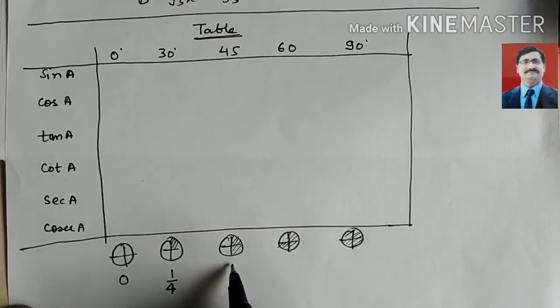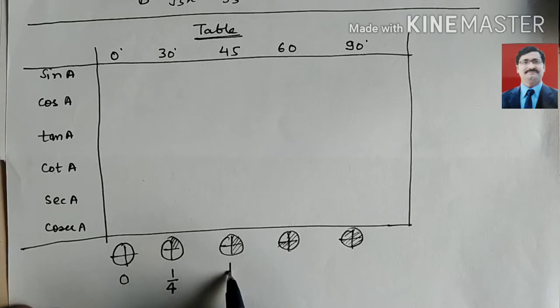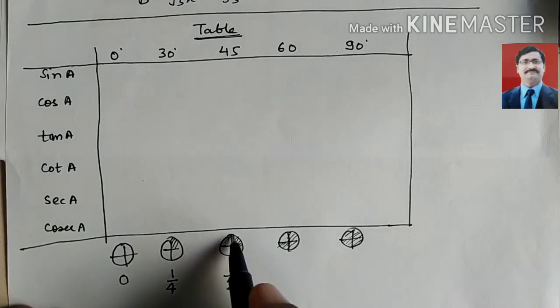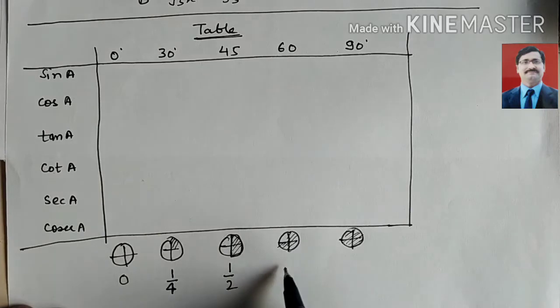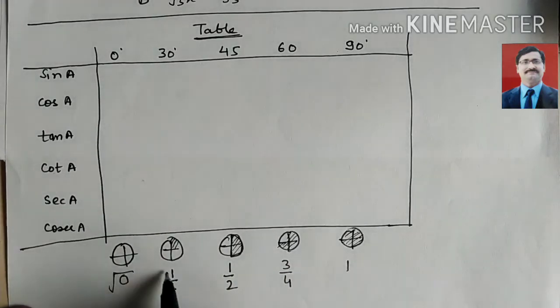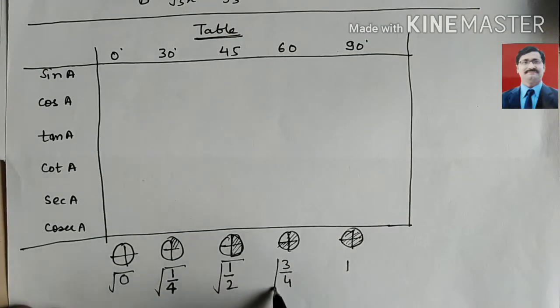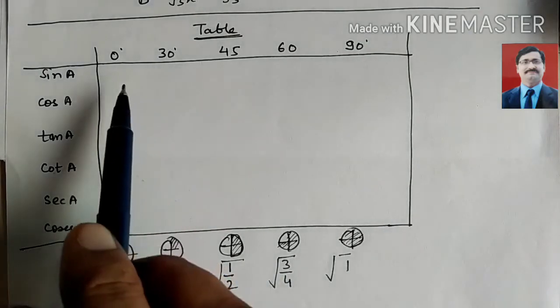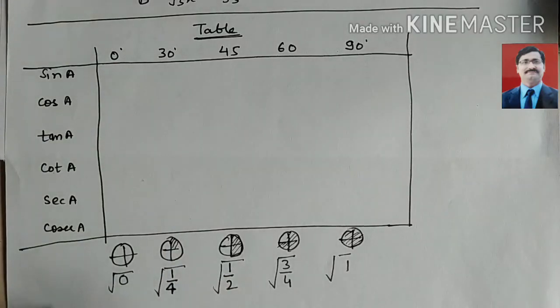And in the second you take 2 by 4, or 1 upon 2. This is the half part. Here we take 3 by 4 parts, and here is 1. Look here, if you take the square root of all these, that is the value for sine. So sine A will be 0, 1 upon 2, 1 upon root 2, root 3 by 2, and 1. These values are for 0 degree onward.